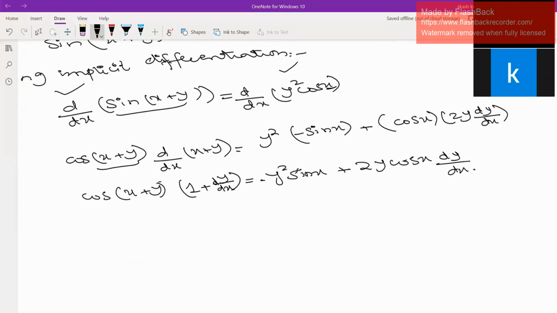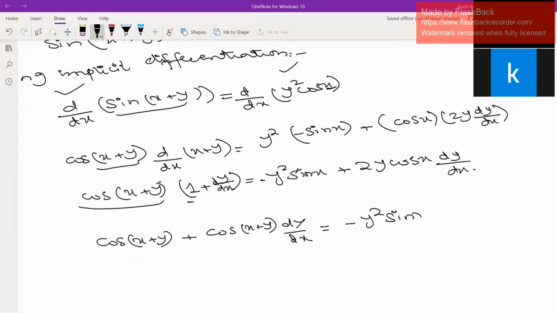Well, let's just multiply first and then rearrange it. Cos of x plus y multiplied with 1 plus dy by dx. So cos of x plus y multiplied with 1 becomes cos of x plus y, plus cos of x plus y dy by dx is equal to minus y square sine x plus 2y cos x dy by dx.